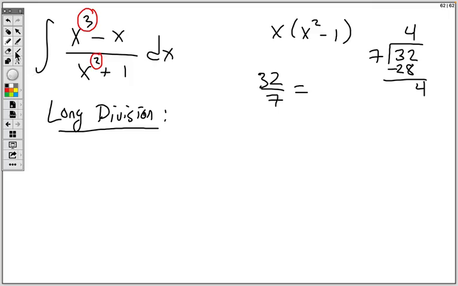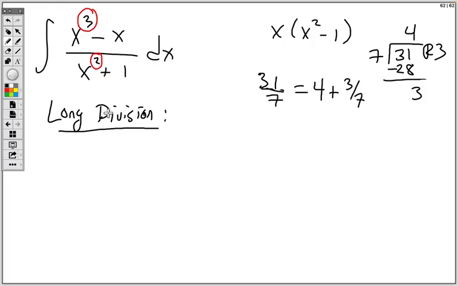Well, I was thinking a little too far ahead. Let's do 31 here. There we go, with the remainder of 3. So I could write this as 4 plus 3/7. So 4 and 3/7. So this is kind of like what we have here. We've got an improper algebraic fraction, and we're going to rewrite it in this way.